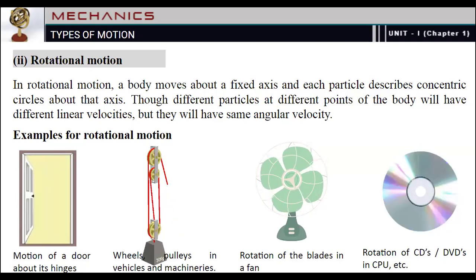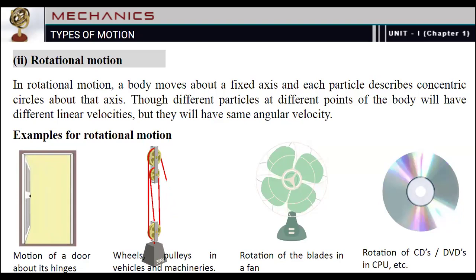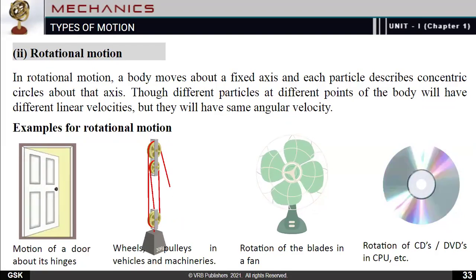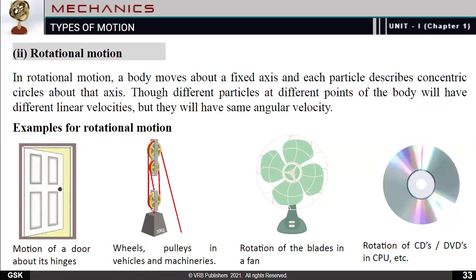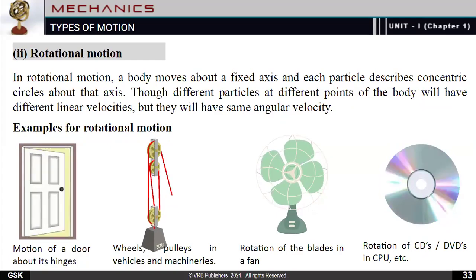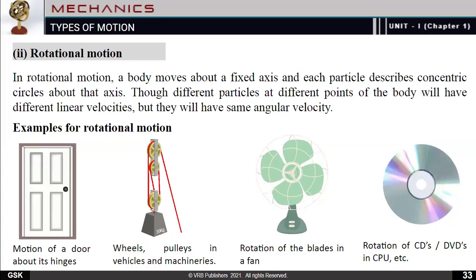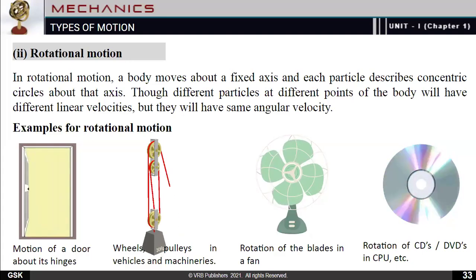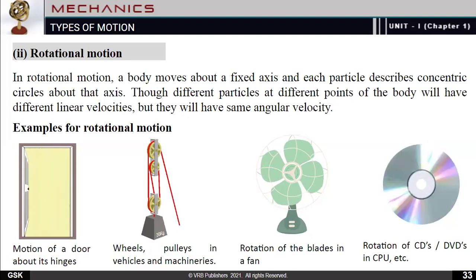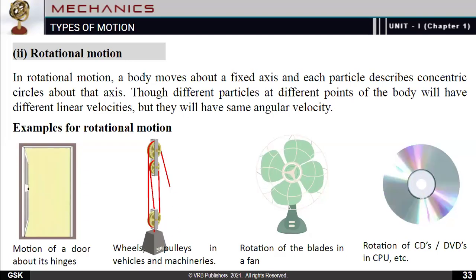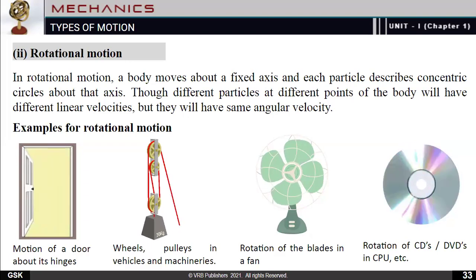There are a number of examples. One is a spinning top, another is a rotating wheel, then the Earth's rotation on its axis, and the gear system in a car. Here are some more examples shown on the screen: the motion of a door about its hinges, wheels and pulleys in vehicles and machinery, rotation of the blades in a fan, and rotation of CDs and DVDs in a CPU, etc.